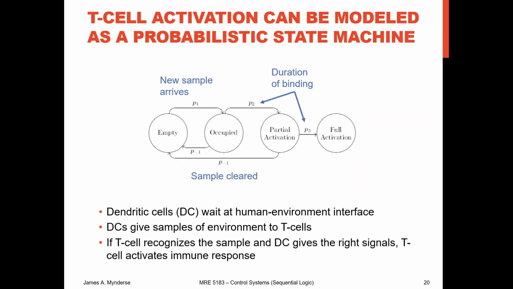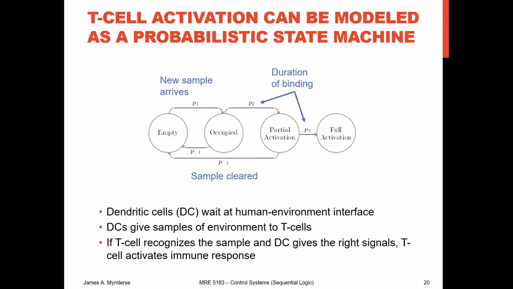I like this one. This one comes from a biological system. I didn't write down the paper number, unfortunately. So the T cell is part of your immune system, and you've got these dendritic cells that wait at the human environment interface, and they grab samples of environmental stuff. So you're breathing something in, and it grabs a sample of it, it gives it to the T cell. The T cell does some sort of process with the sample, and then if it's got a problem, it activates the immune response.